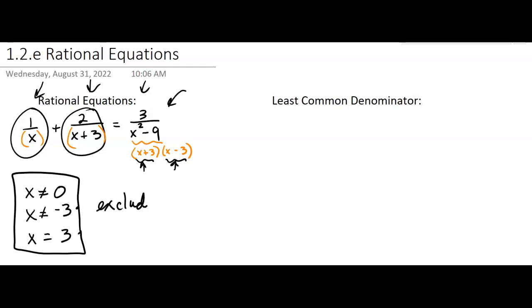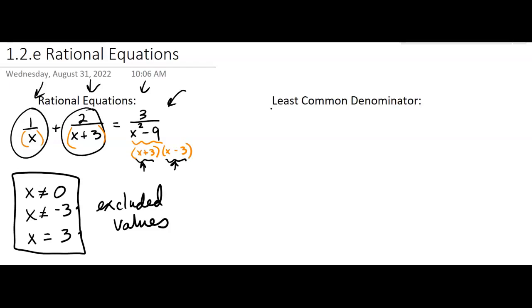Excluded values. So in the end, when I'm done solving this equation, which I'm not going to solve this one, when I got done, I'd have to check and make sure that my answers aren't 0, negative 3, or 3, because those are not allowed because it means dividing by 0 in the original equation, and I can't have that.